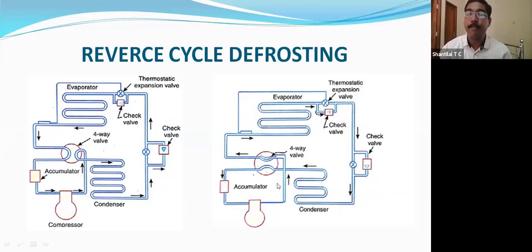Then when you need reverse cycling, what happened? The evaporator will act as condenser and the condenser will act as evaporator. Now we are changing by reversing this valve. The compressed gas is flowing like this. Now the high pressure, high temperature refrigerant enters into the evaporator coil. Frost is melted by the high pressure, high temperature.